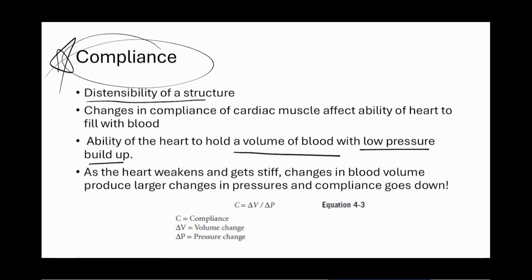That's the compliance. If the heart wasn't compliant, it would be very stiff, rigid. It won't expand very well, and you're going to get changes in pressures when your heart loses compliance. Think about a garden hose. A brand new garden hose is very pliable. You can bend it and do all you want to it. If you leave that garden hose out in the sun forever, you go to it again, it got harder. If you try to bend it, it's going to crack. It lost its compliance. So that's what compliance is. As the heart weakens, it gets stiff. Changes in blood volume produce large changes in pressures, and the compliance goes down.